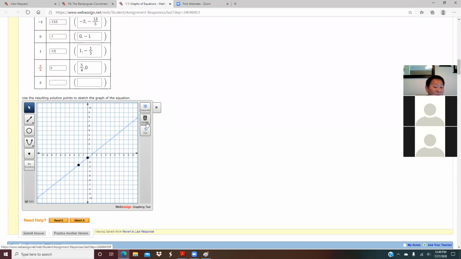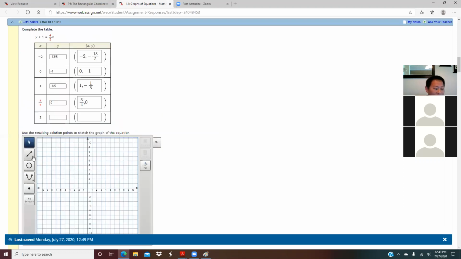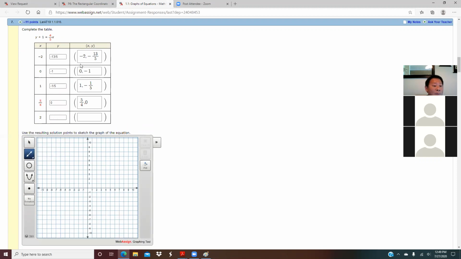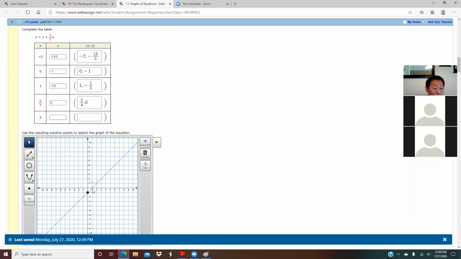Let me redo this for you again. So first, pay attention. First, you click here, double click, to form a straight line. And then you plug the easy point, which is here, 0, -1. And let's say now you want to do 5/4. So 5/4 is somewhere around here. You click on it. But this one is not 5/4. This one is 1, 0.